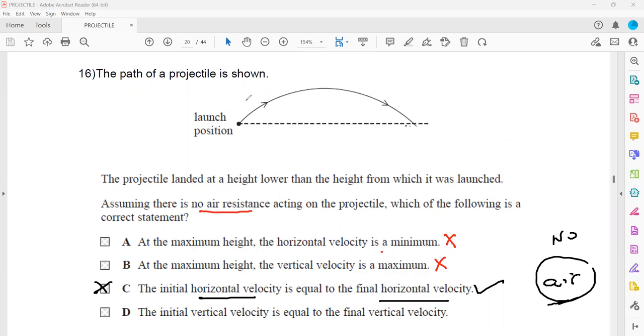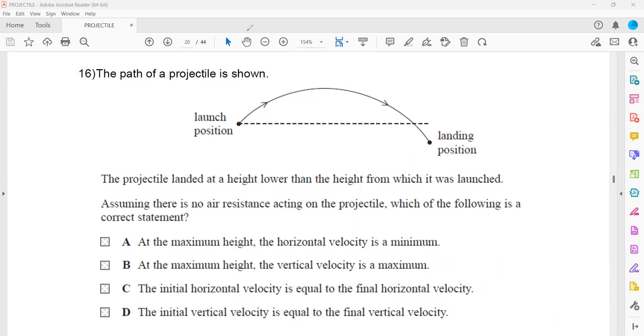If the initial vertical is say plus 10, the final vertical will be minus 10. Directions will be opposite, but the magnitude will be the same if it lands at the same level. In this case, C will be the right answer.